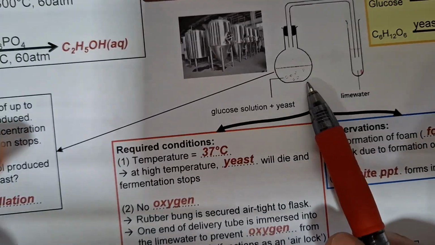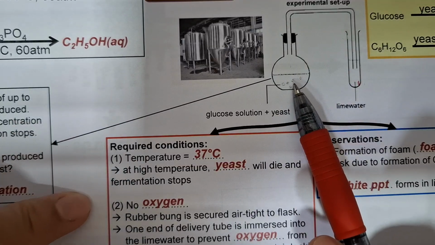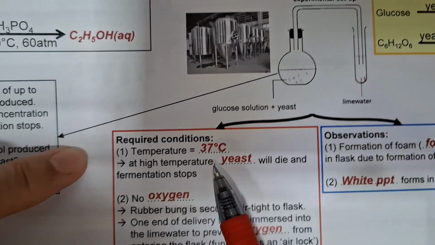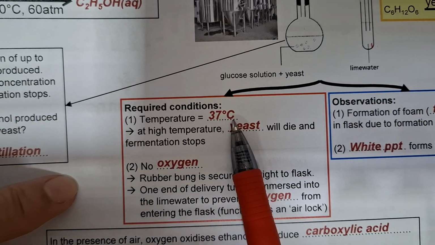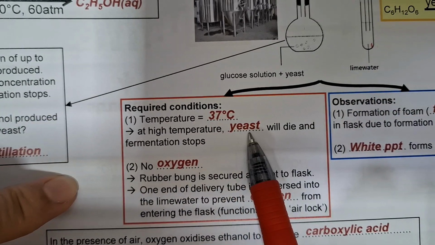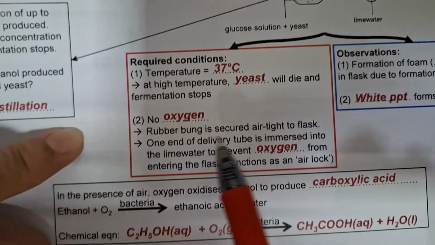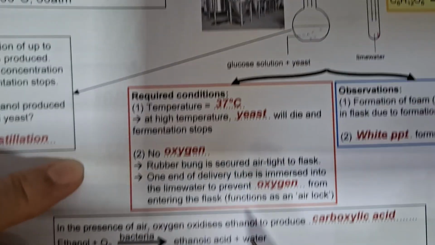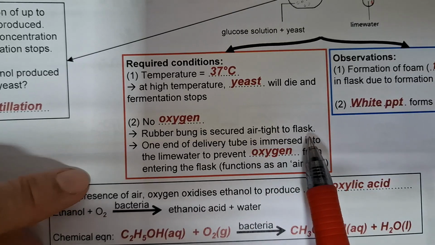So the required condition is not room temperature. Fermentation of glucose doesn't happen at room temperature. So it needs to be 37 degrees Celsius. At higher temperature, the yeast will die. Okay, and then no oxygen. So the flask here needs to be sealed, as I mentioned just now. Rubber band is secured airtight to the flask.